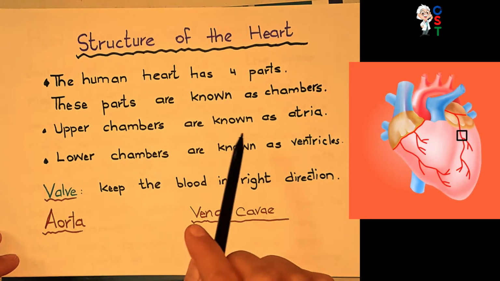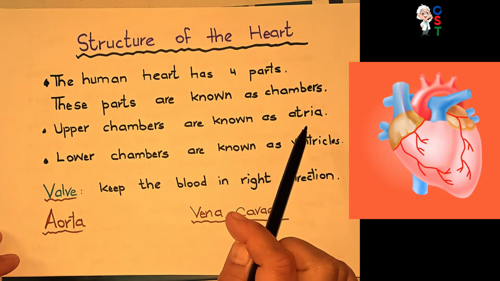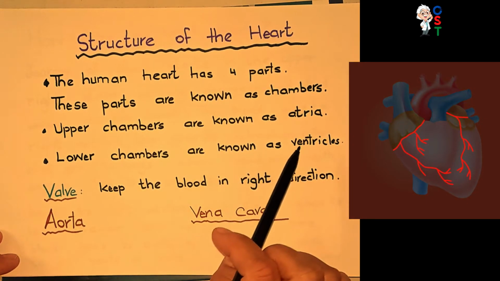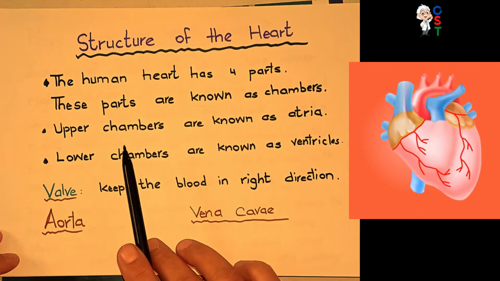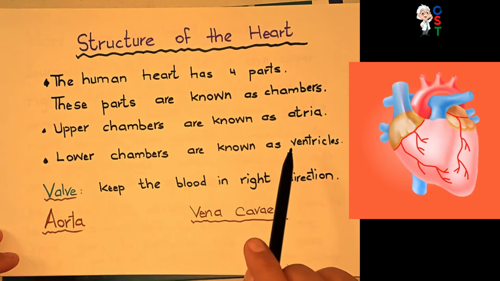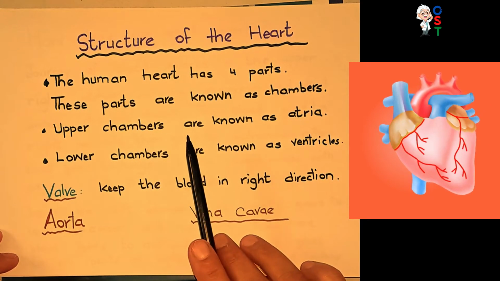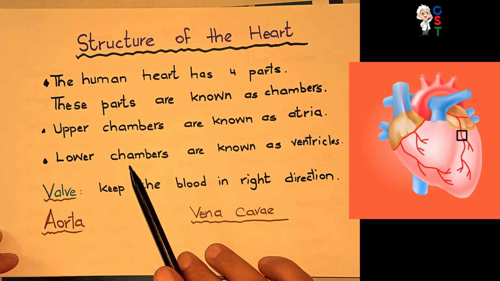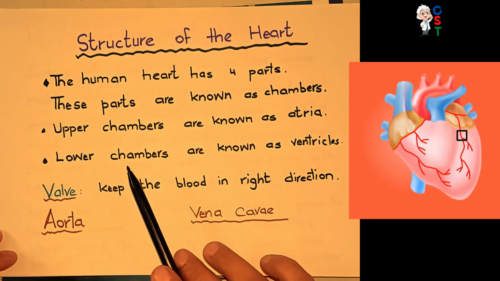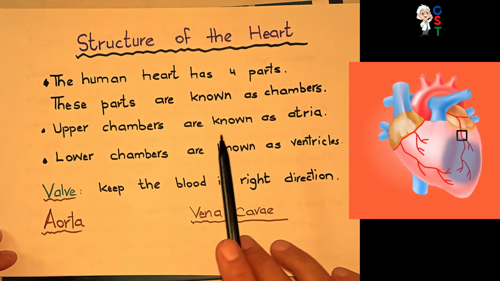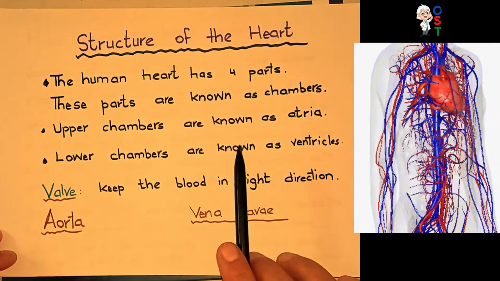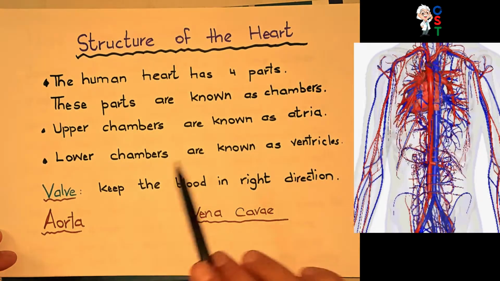Upper chambers are known as atria. Singular is atrium. Lower chambers are known as ventricles. The heart has 4 chambers, 2 atria and 2 ventricles. The heart is divided into 2 sides as well, right side and left side. So in this way: right atrium, right ventricle, left atrium, left ventricle. Ventricles are larger than atria.